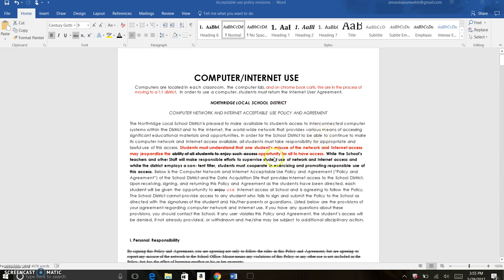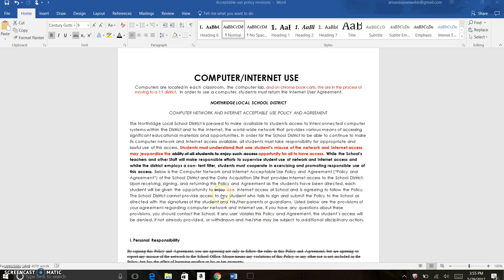Down here, I wanted to make sure to add that students must understand that one student's misuse of the network and internet access can jeopardize the opportunity for all to have access. This said ability of all students to enjoy access, but I thought the word opportunity sounded more appropriate for what the students would be doing with it.